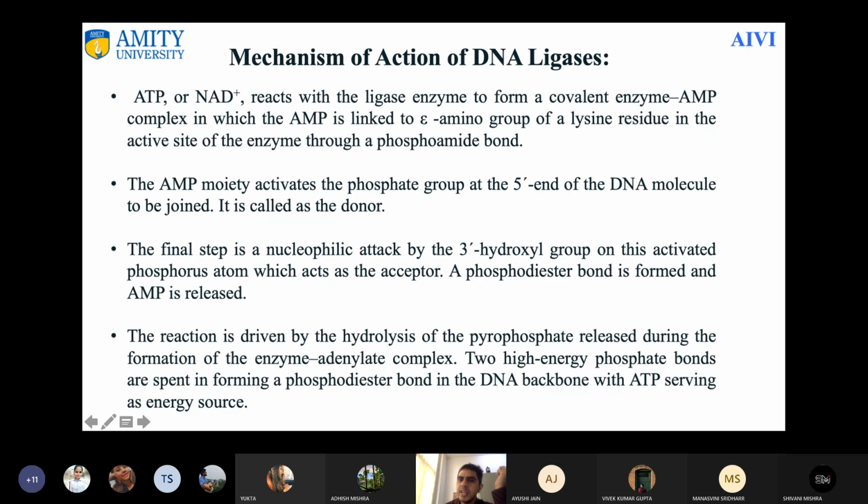So what is a nucleophilic attack? All of you know what a nucleophile means. All of you have done it in your first, second, third chemistry. So what is a nucleophile?